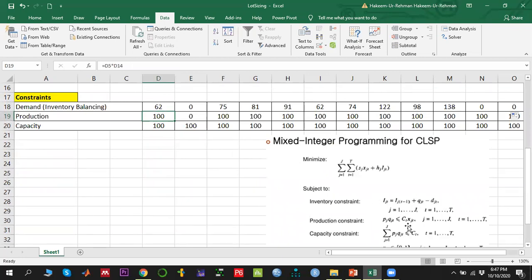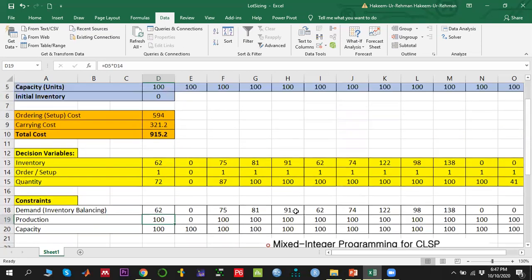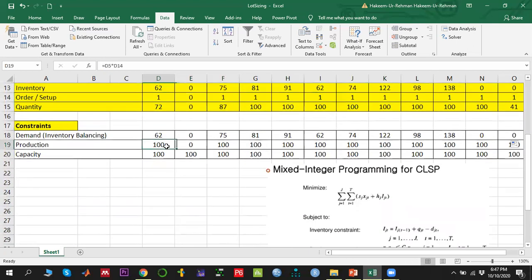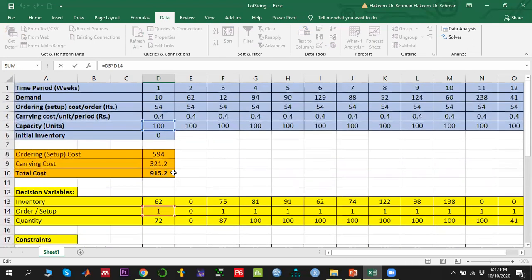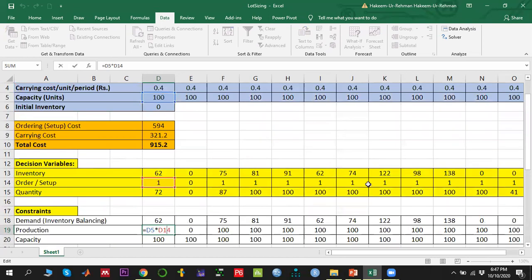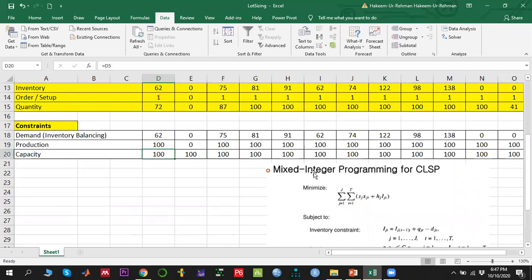Now we are going to apply the second constraint, which is a production constraint. For the production constraint, I'm applying CT, which is the capacity, multiplied by XJT, which is basically a binary variable. So what is the capacity? That is basically this one. So these cells multiply by the ordering variable, XJT. We have done this one, that is D5, which is the capacity CT, and XJT is the binary variable, this one. So we have multiplied this, and you can simply drag to the right side.